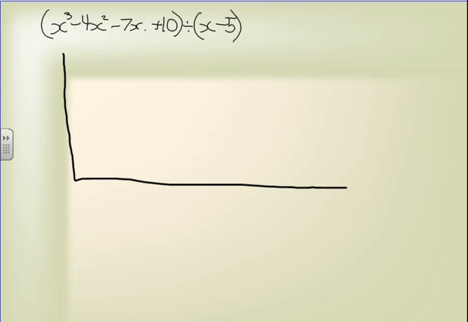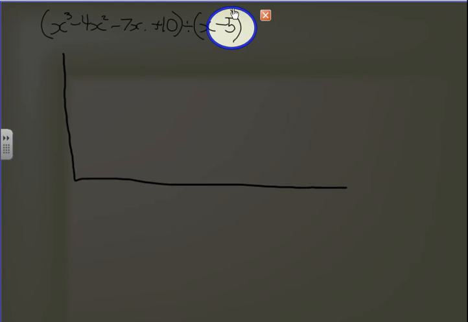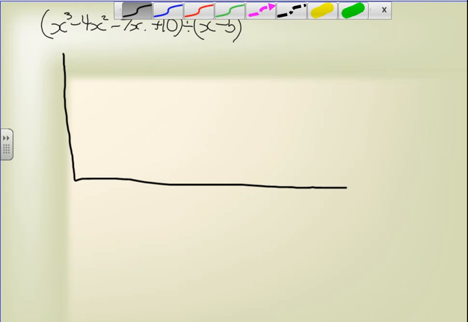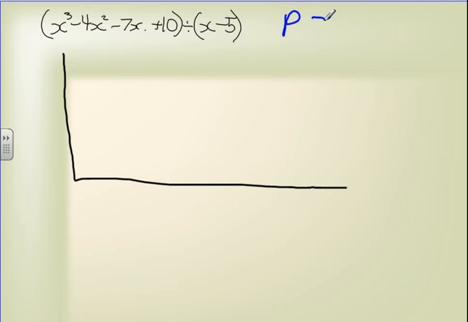Now I'm going to take that number right there. That's the number that's on the factor. We're trying to divide by x minus 5. If there's a number in front of the x, like if it was 2x minus 5, we'd use a slightly different method. But right now, we're going to use x minus 5. So I'm going to take the opposite sign of that number behind x. That's going to give me my p-value. P equals plus 5.